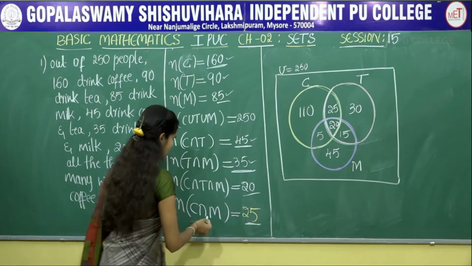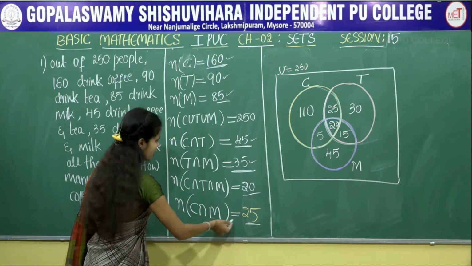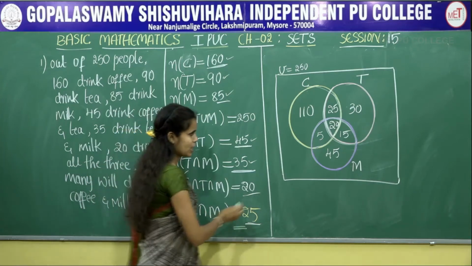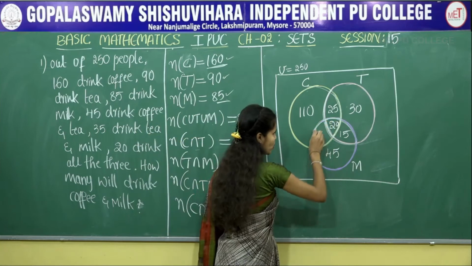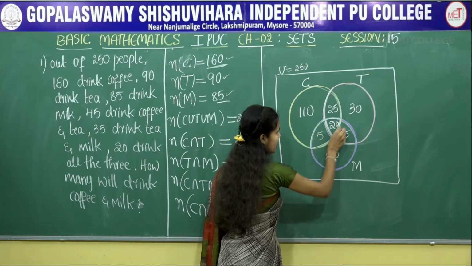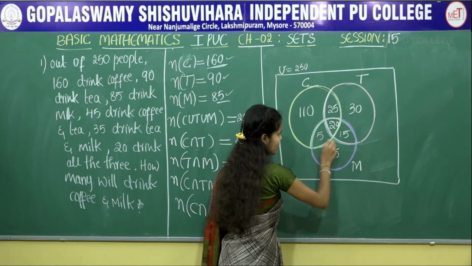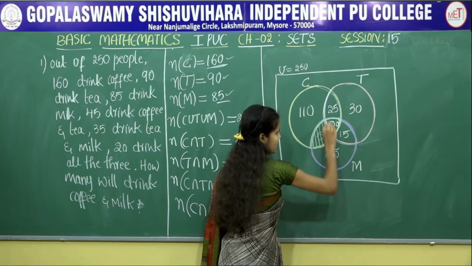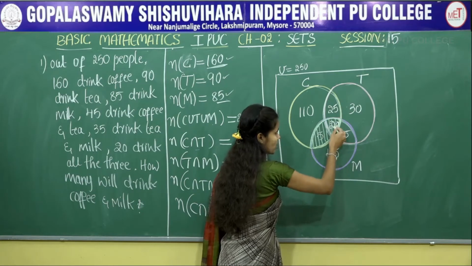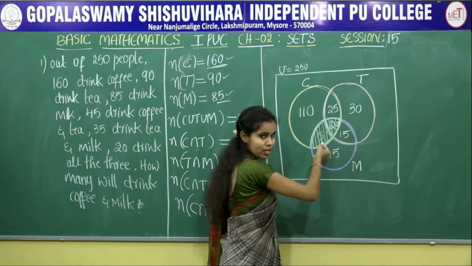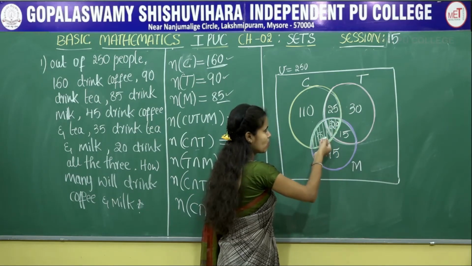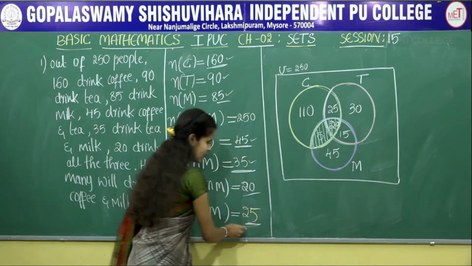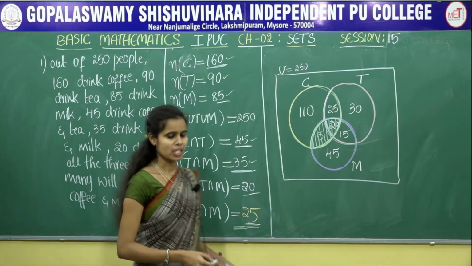We want number of people who drink both coffee and milk, that is 25. Who like both coffee and milk, that is this portion represent C intersection M. Shade this portion. The number inside this shaded portion represent number of people who like both coffee and milk, that is 20 plus 5, 25. Okay, next problem.